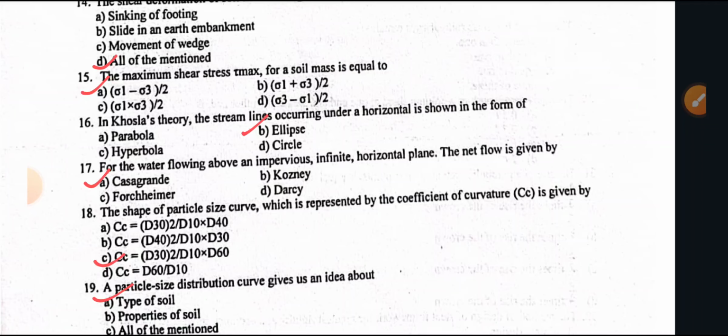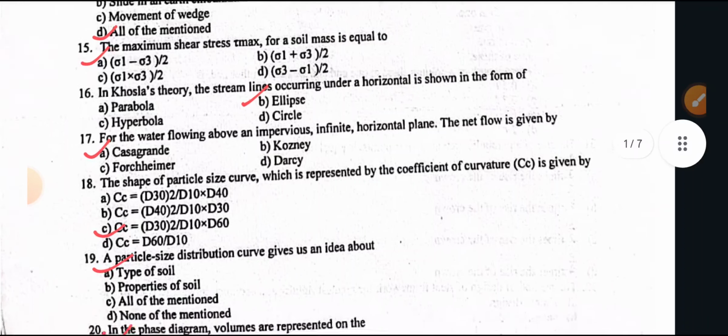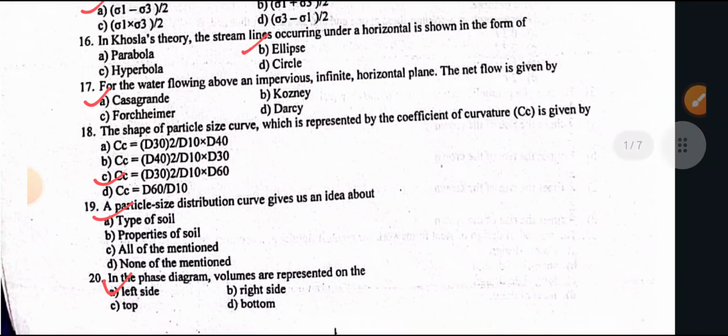For the water flowing above an impervious, infinite horizontal plane, the net flow is given by Casagrande. The shape of particle size curve is represented by the coefficient of curvature. So coefficient of curvature formula is d30 square upon d10 into d60. Just remember 30 square upon 10 into 60.